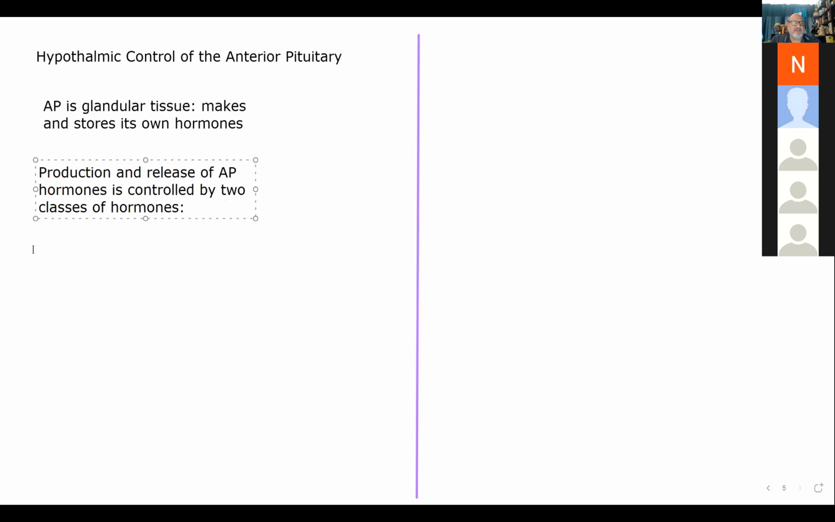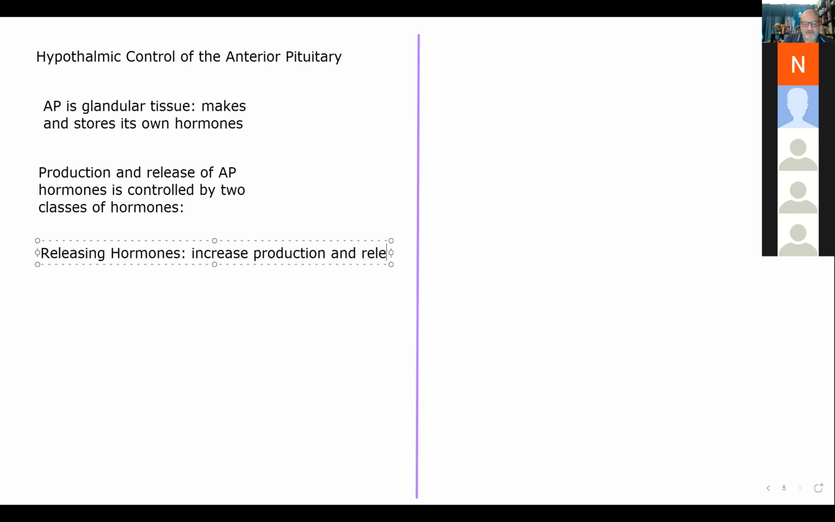And what are the two classes of hormones? What kind of hormones does the hypothalamus make? Inhibiting and releasing hormones? Exactly. One class is releasing hormones. And what do releasing hormones do? Trigger the release of hormones in whatever their target is. Yeah, exactly. They increase production and release of the anterior pituitary hormone.